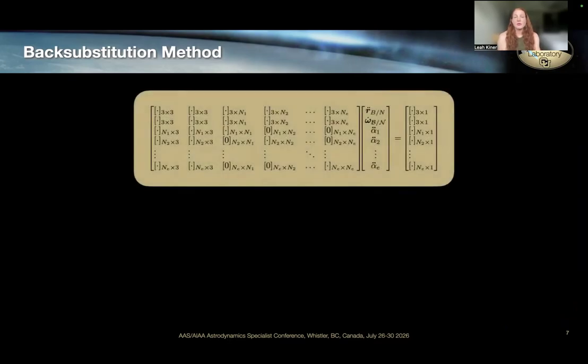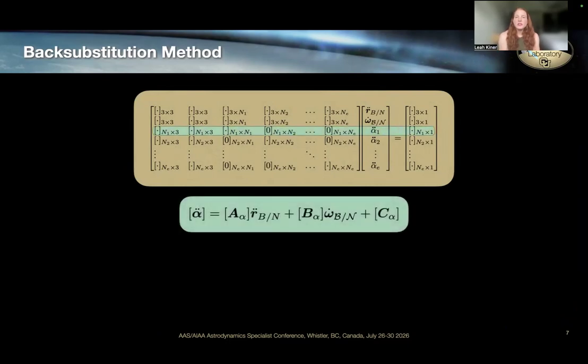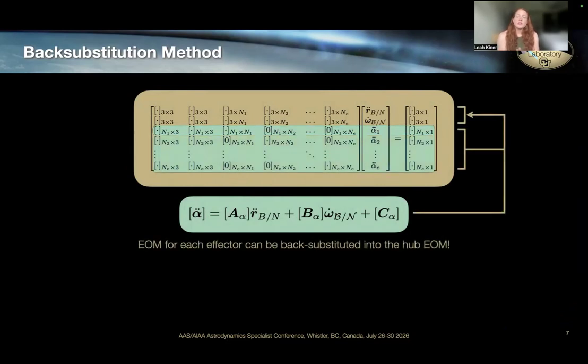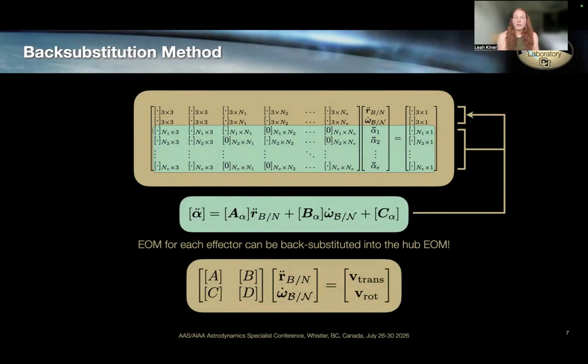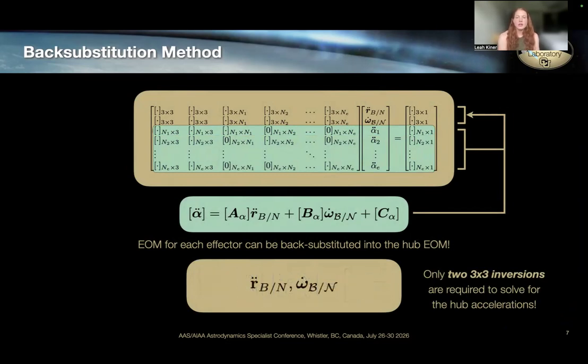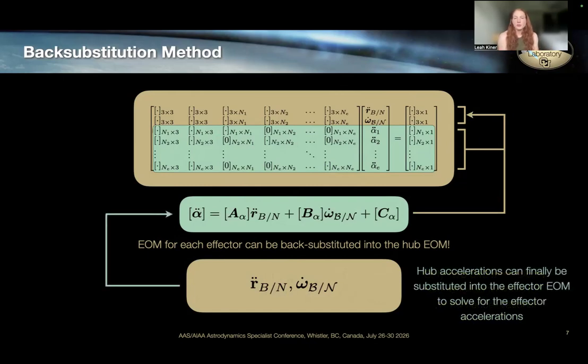So this slide is just going over how we specifically do that. Here are our equations of our system. We can isolate our effector accelerations on the left-hand side, and then back substitute these effector accelerations into those first 6 hub equations of motion. This gives us the simplified form, where we only need to take 2 3x3 matrix inversions using Schur decomposition to solve for our hub accelerations. Once we resolve our hub accelerations, we can back substitute those into our effector equations of motion so that we can then numerically integrate this system. So that is the back substitution method.